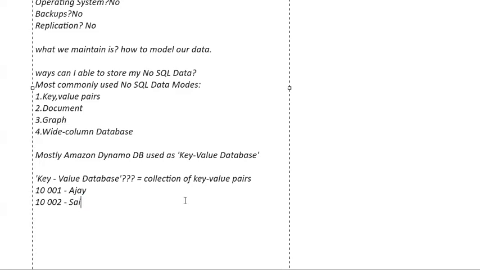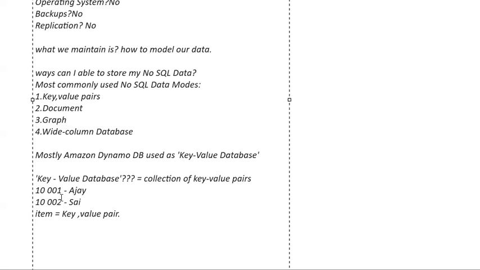So now the question is, what do we call an item? We call this whole thing, both key and value pair, an item. So what is an item, sir? Item is nothing but a key value pair.